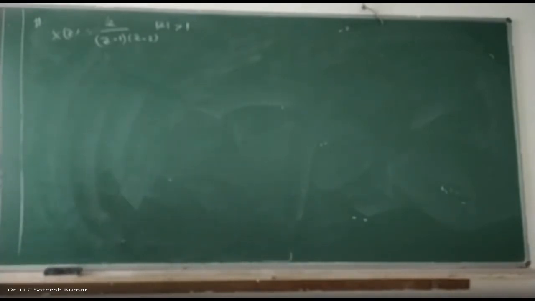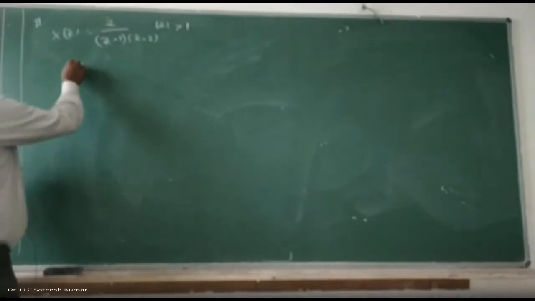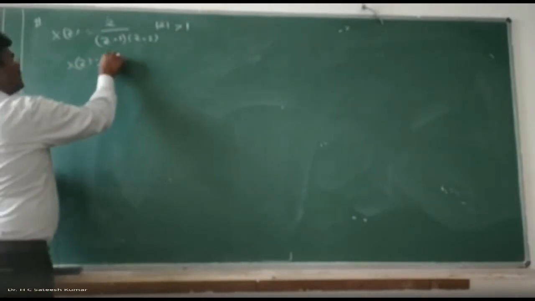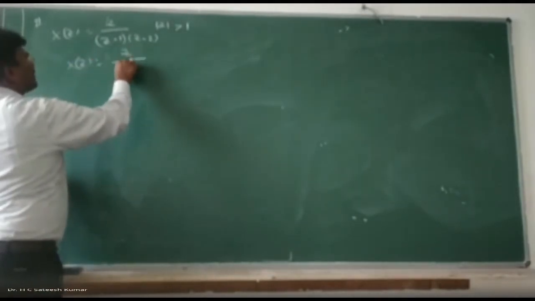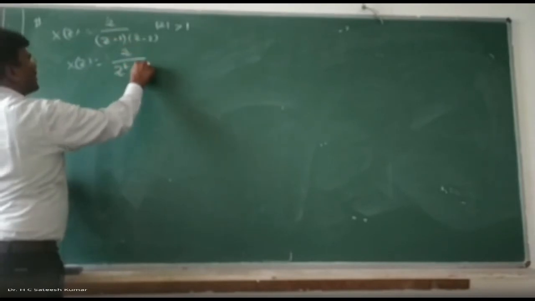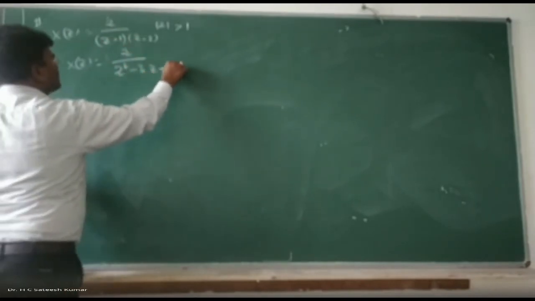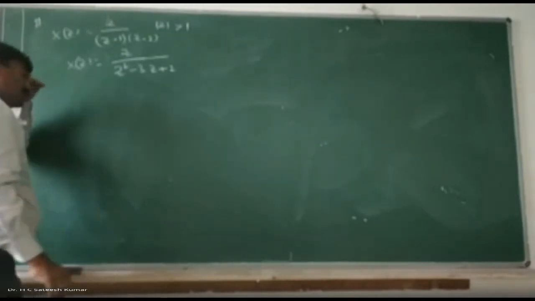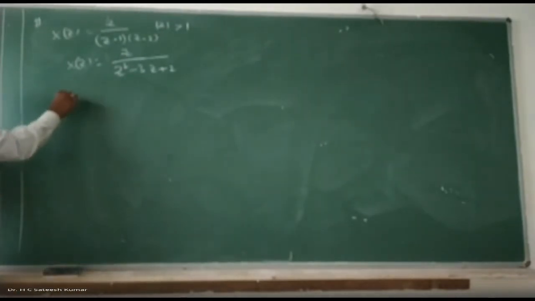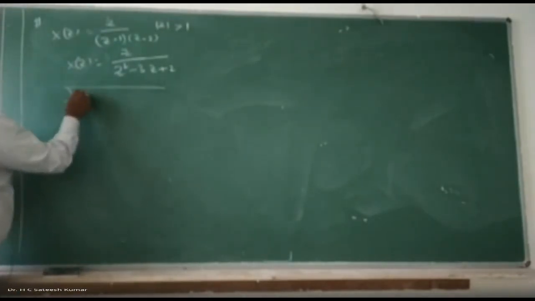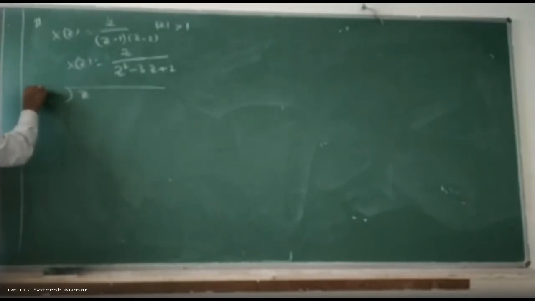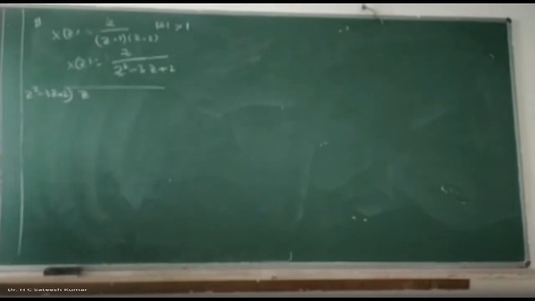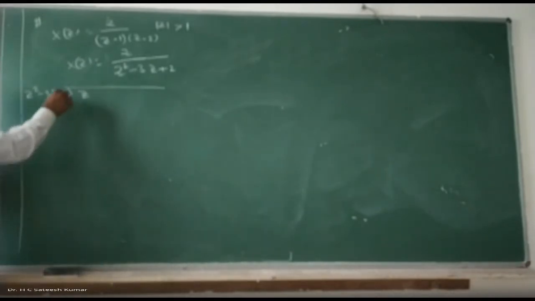Then what should you do? First you multiply it out. X of z is equal to z divided by z square minus z minus 2z plus 2, that is, z square minus 3z plus 2. Okay, right. So now you divide the numerator by the denominator.